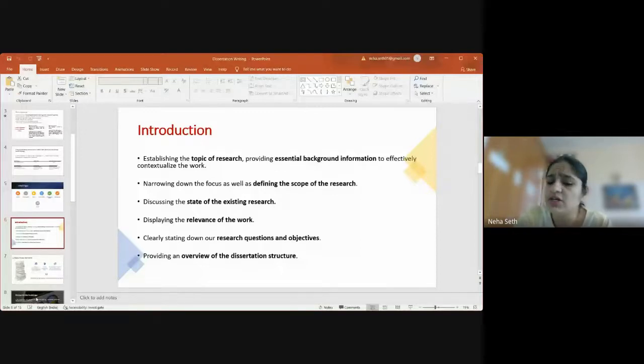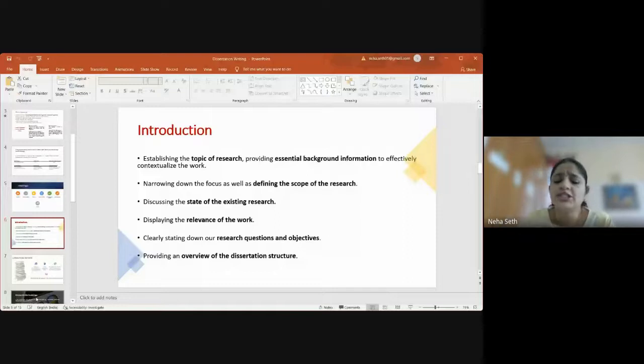Then research questions and objectives. Sometimes supervisors ask to put the research objectives, questions and hypotheses in the research methodology chapter, but it is also possible that we can put these in the very beginning, and include them in the introduction chapter as well.